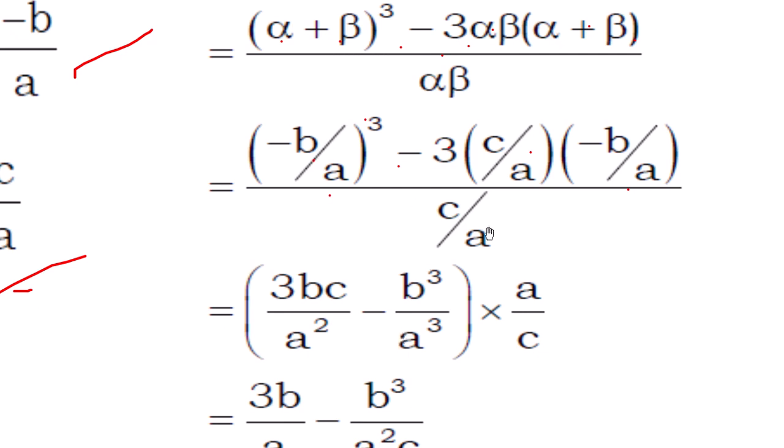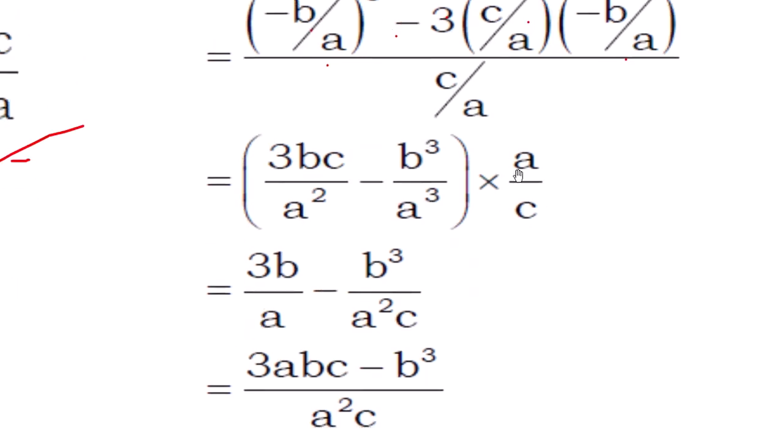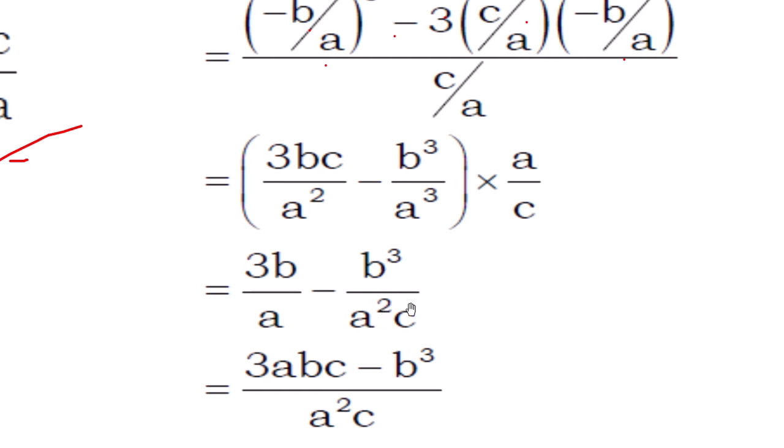By c by a, because multiplication is inverse division, we can keep into and reverse it, a by c. If you multiply with a by c, c gets cancelled, one a gets cancelled, it will become 3b by a. One a gets cancelled, b cube by, here a square will be there, b cube by a square c.